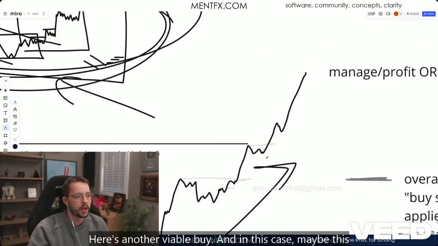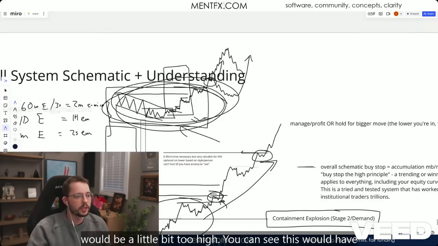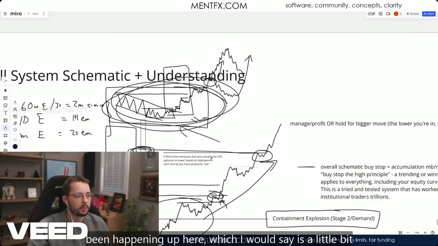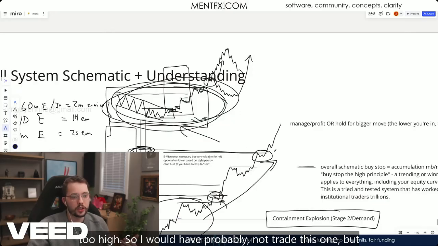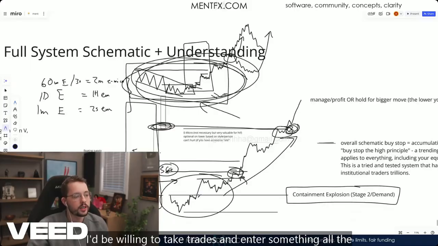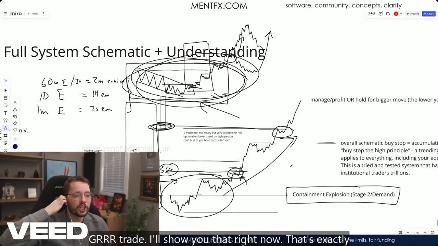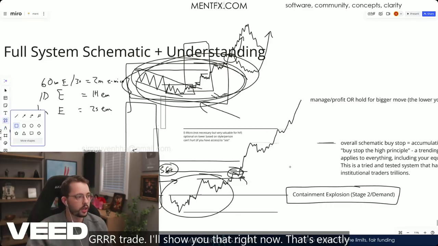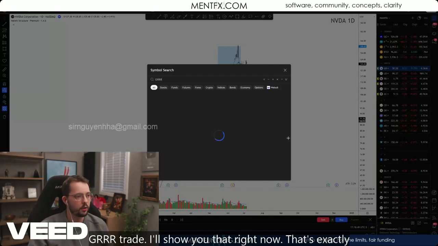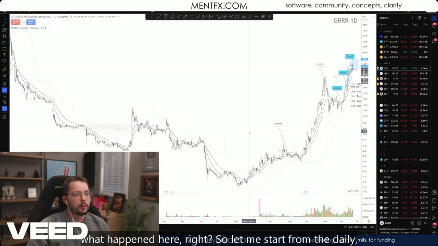Here's another viable buy. And in this case, maybe this would be a little bit too high. You can see this would have been happening up here, which I would say is a little bit too high. So I would have probably not traded this one, but I'd be willing to take trades and enter something all the way through this. And this is actually what I did for my GRRR trade. I'll show you that right now. That's exactly what happened here.